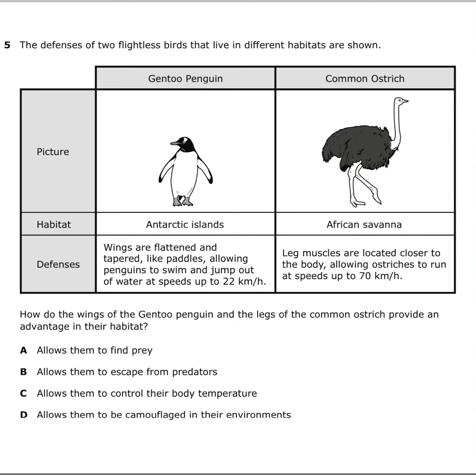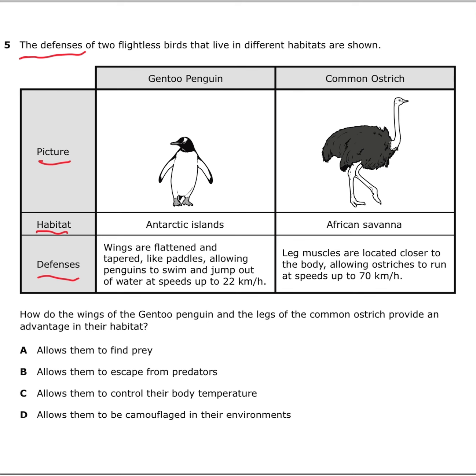Hello everyone, we're going to work on 2021 EOC Biology Questions and we're on question number 5. The question says the defenses of two flightless birds that live in different habitats are shown, and we have gentoo penguins and common ostrich, and we have their picture, habitat, and defenses given in the question, and both live in different environments.